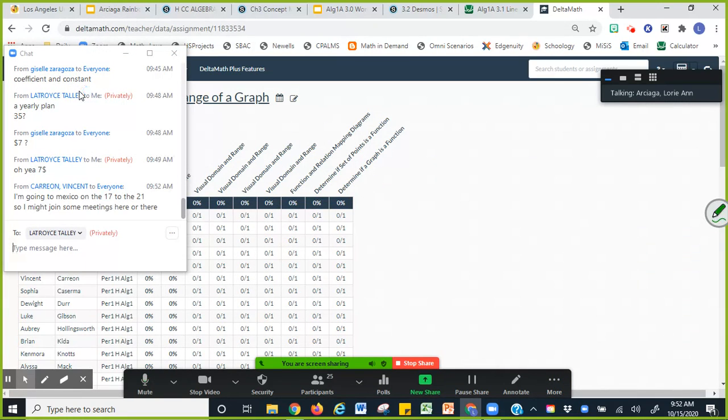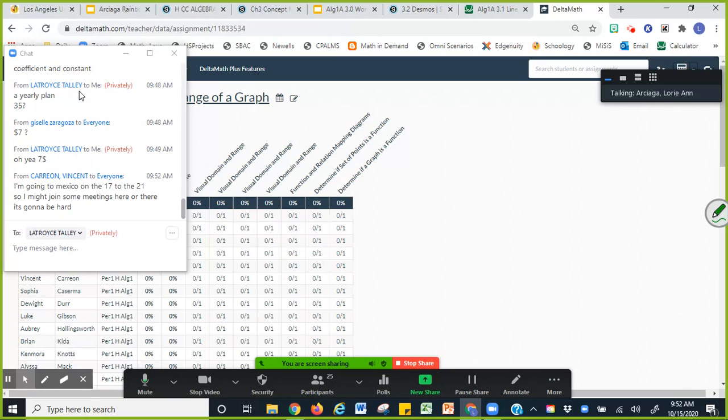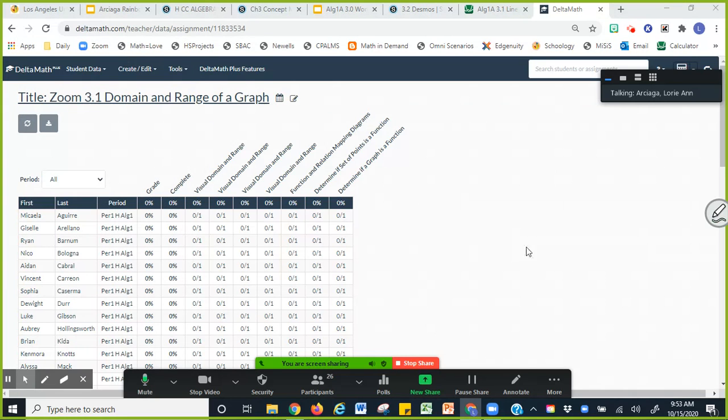You're going to Mexico? Oh, take me with you. Okay, I might join some meetings here or there. It's going to be hard, I know. I had a homeroom student who went there, and she had to be brought down to a town so she could use the internet. Same thing in my own country. There's not internet everywhere. So try your best, honey.